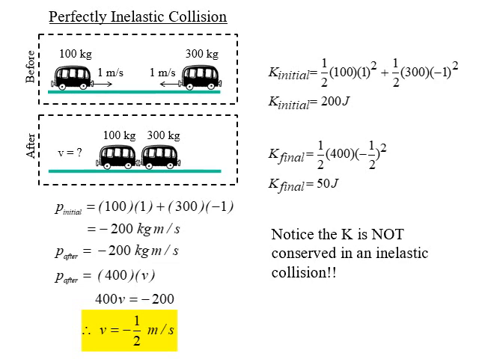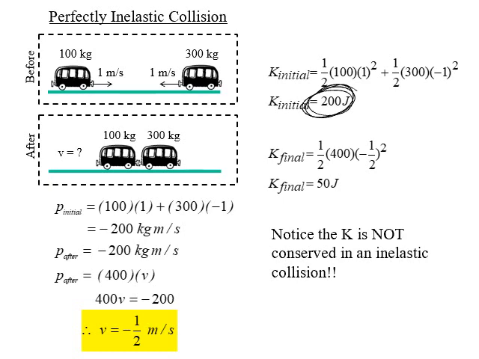the kinetic energy in the system for car number 1 is 1/2 mv squared, and then we add up the kinetic energy of car 2, which is 1/2 times its mass times its speed squared, and we get 200 joules of kinetic energy in the system before the collision.